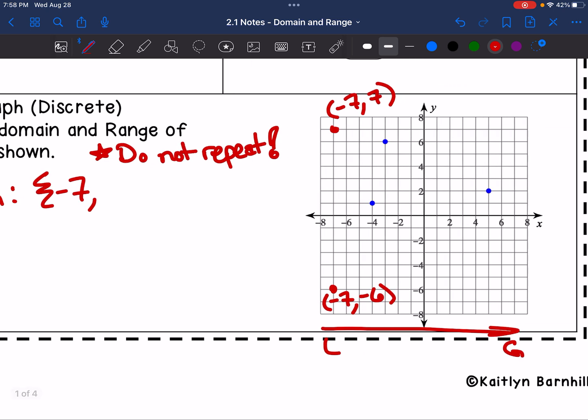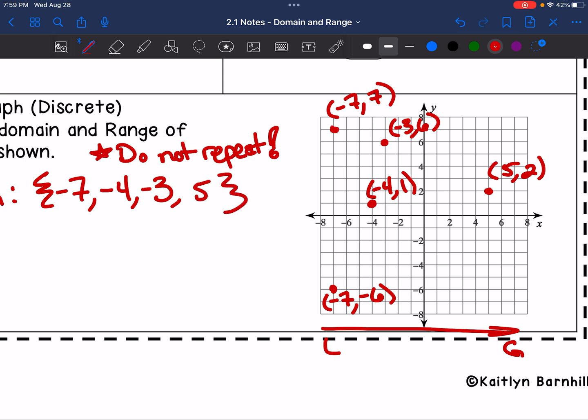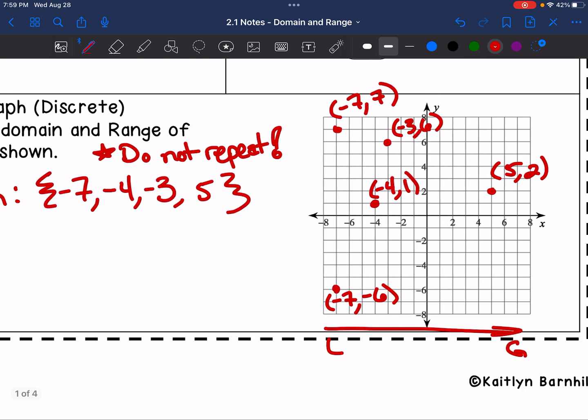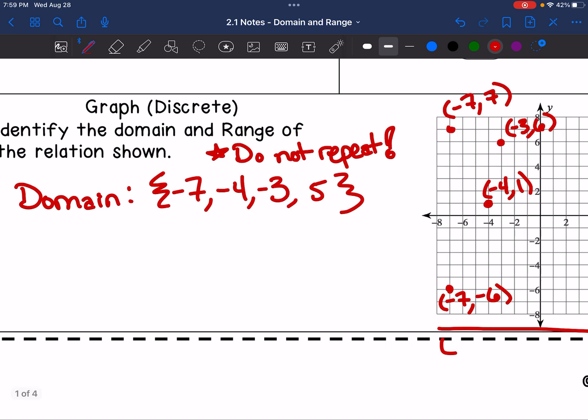So now I'm going to work my way over to the right. My next dot is here. It is at negative 4, comma 1. So negative 4 is my next number. Then moving over again, I have a point here at negative 3, comma 6. So my next point is a negative 3. And then I have one more point all the way over here at 5, 2. So my next x value is a 5. Okay, remember, x values, you use the x-axis, that's your left and right axis.